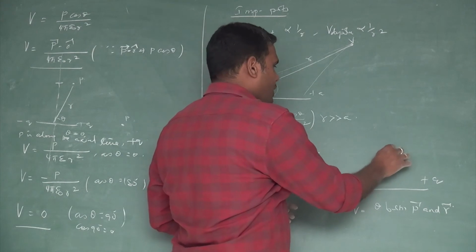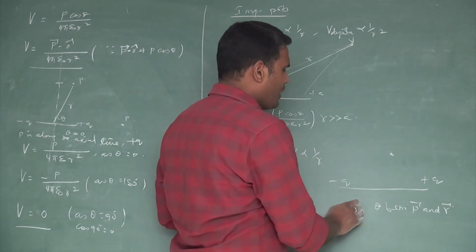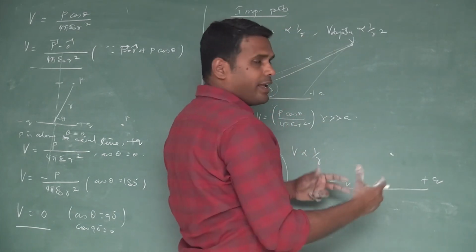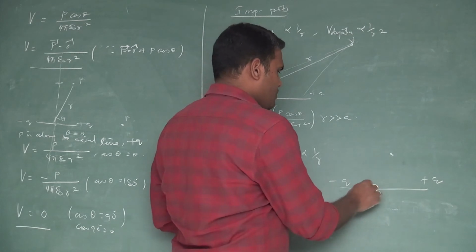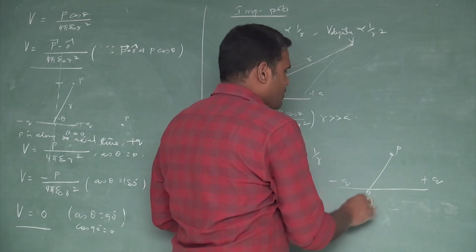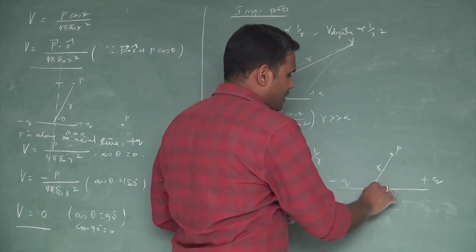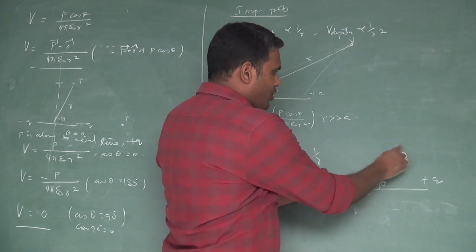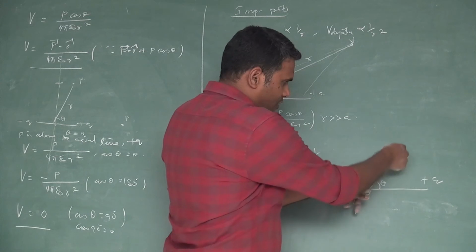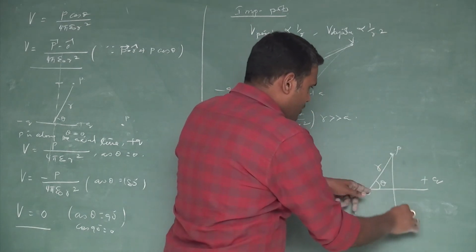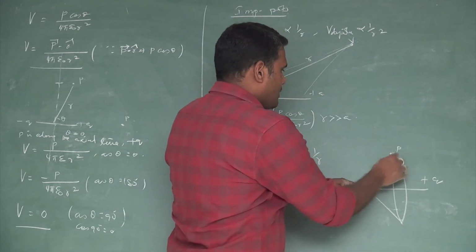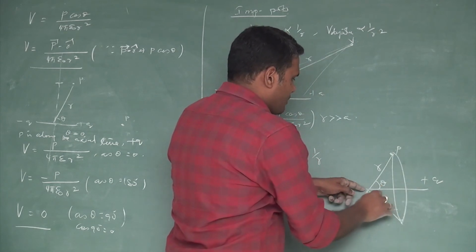Suppose I am assuming a point P here. How can I say that it is providing an axial symmetry? Axial symmetry is very simple. You connect the point P to the dipole center O, and this is the position vector. It makes an angle theta. You rotate this point, keeping O as reference. What will happen? You will get a circle, so you will get an axial symmetry.